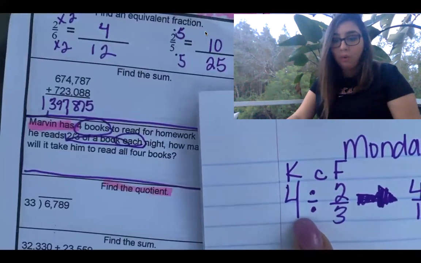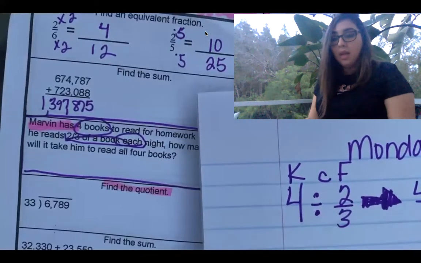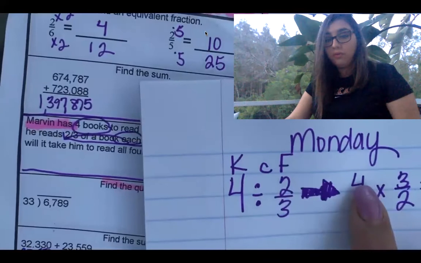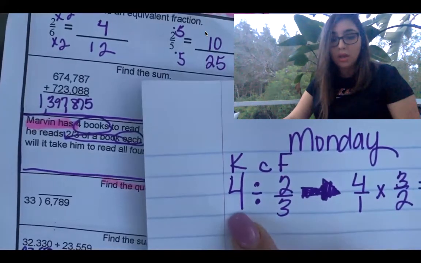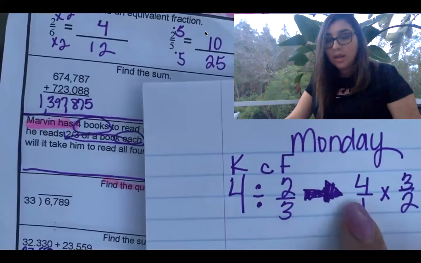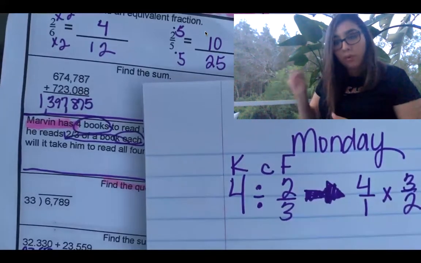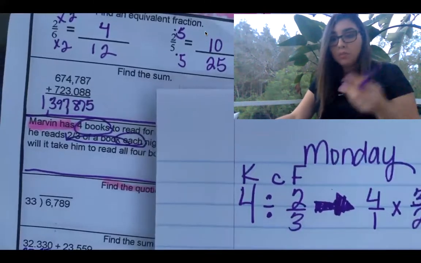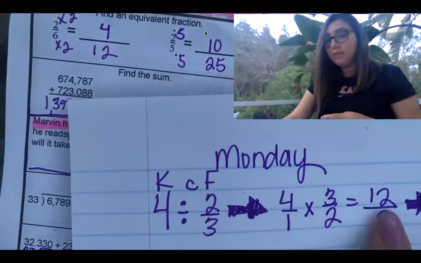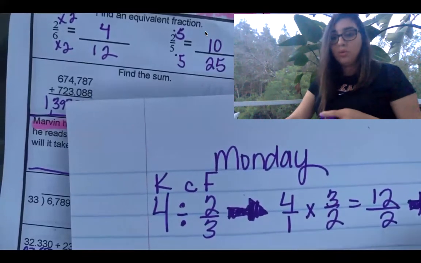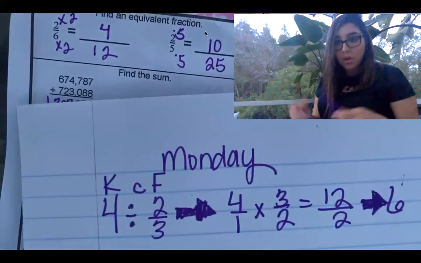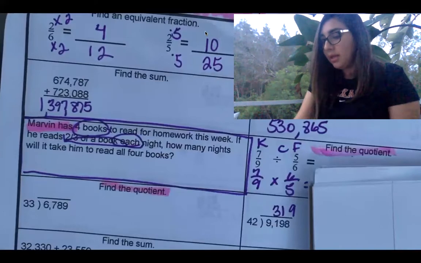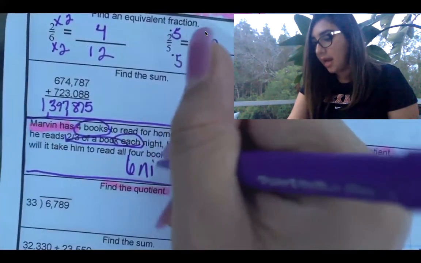So I divided 4 divided by 2/3. And I'm using the standard algorithm method. I'm using KFC. So that's 4/1. Remember, we put a 1 underneath a whole number to make it a fraction. And then we flip the reciprocal fraction, or we flip the second fraction. So 2/3 becomes 3/2. And then I just multiply across. So 4 times 3 gives me 12. 2 times 1 gives me 2. And then I simplify that even further, and that's 6. So my answer for Marvin, how many nights? My answer is 6 nights.